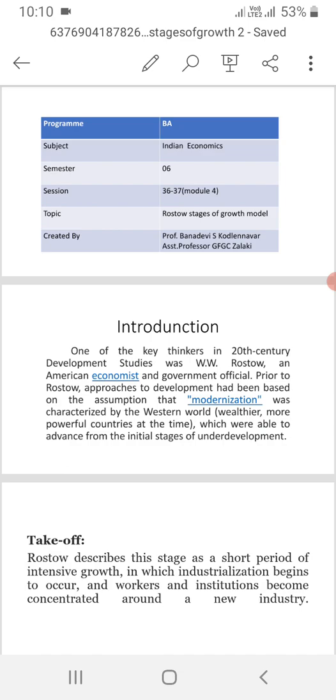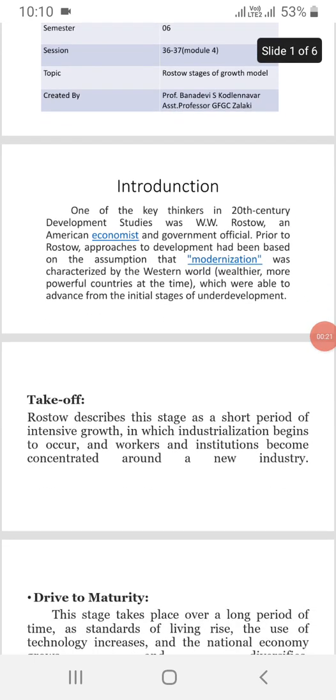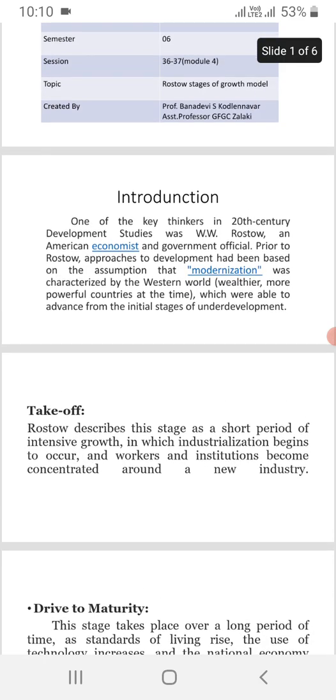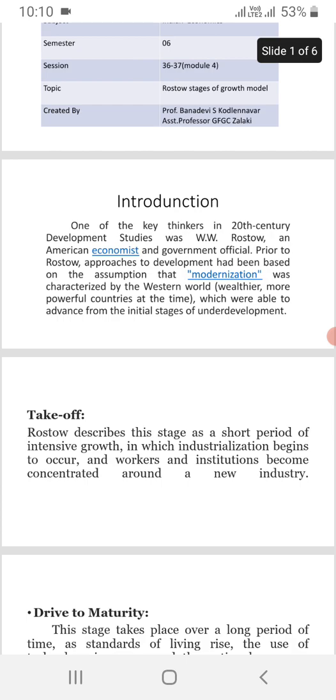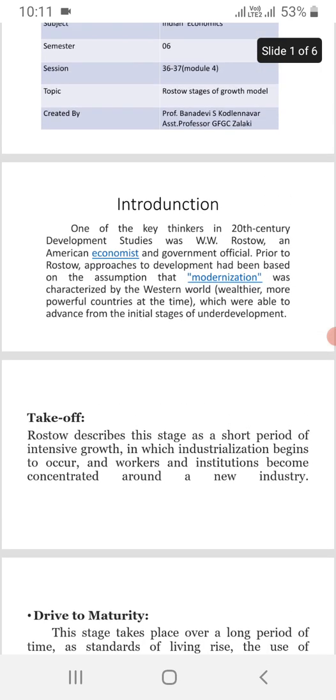As per the last session, we have seen or learned about the first stage of Rostow's economic growth, that is the traditional stage, traditional society. Now, today we will learn how to take off from this traditional society. This is considered to be the second stage, that is the preconditions for takeoff. We can say that this is from traditional to modernization.